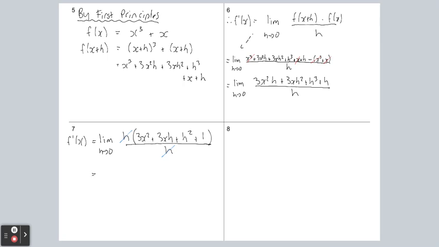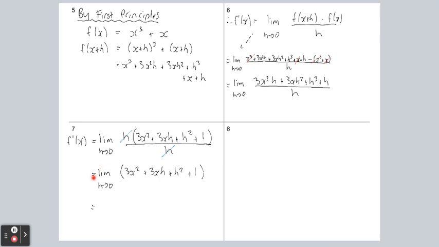This gives me the limit as h approaches 0, and because I no longer have a single fraction on the right-hand side of the limit, but I'm taking the limit of the whole expression, I need to put brackets around it. So that's the limit as h approaches 0 of (3x squared plus 3xh plus h squared plus 1). We now have eliminated the impossible, dividing by 0. So now we can set h equal to 0 and see what we've got.